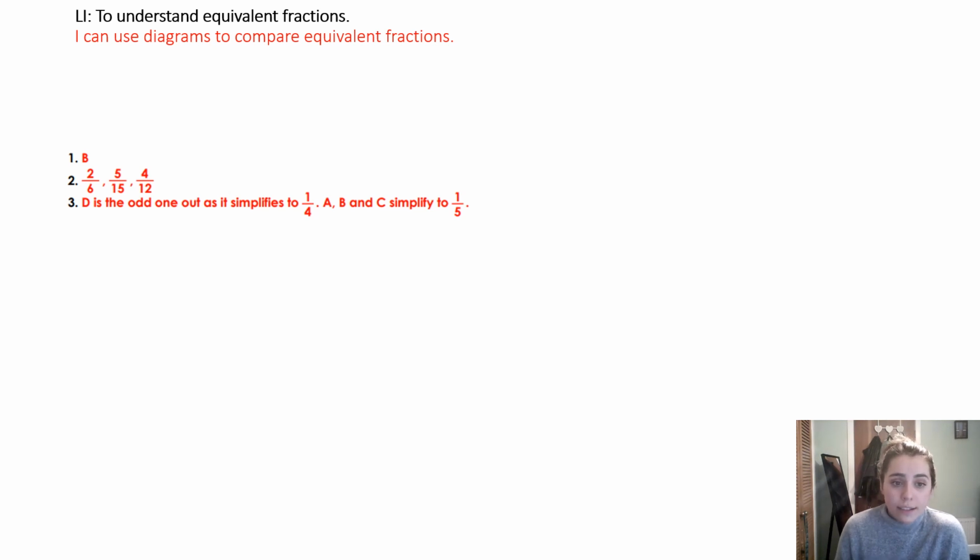So here are your answers for question 1. For the red challenge, so it's B, 2/6, 5/15, 4/12, and D is the odd one out as it simplifies to 1/4. A, B, and C simplify to 1/5.